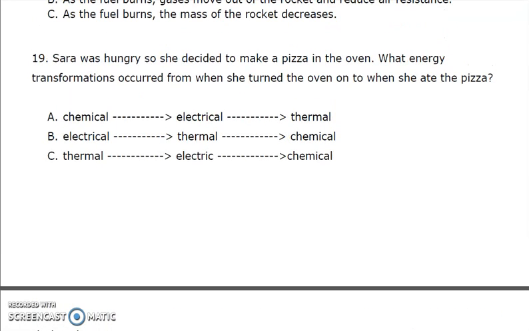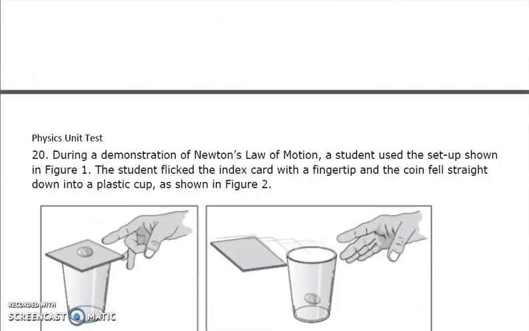Number 19. Sarah was hungry, so she decided to make a pizza in the oven. What energy transformations occurred from when she turned the oven on to when she ate the pizza? A. Chemical to electrical to thermal. B. Electrical to thermal to chemical. Or C. Thermal to electrical to chemical.